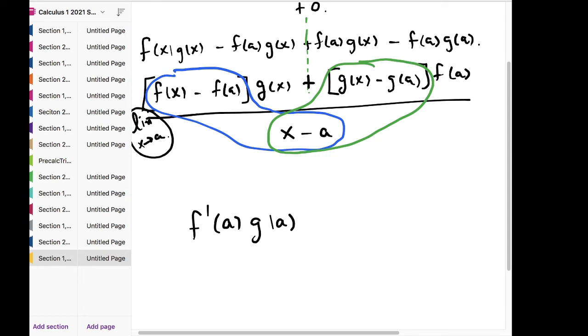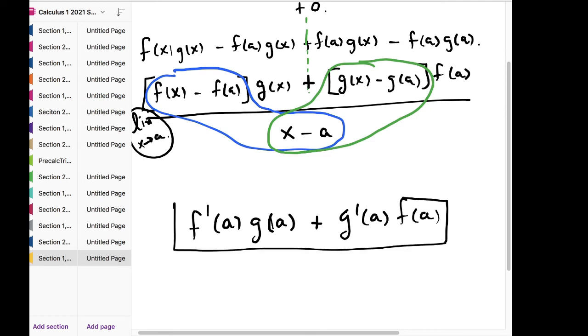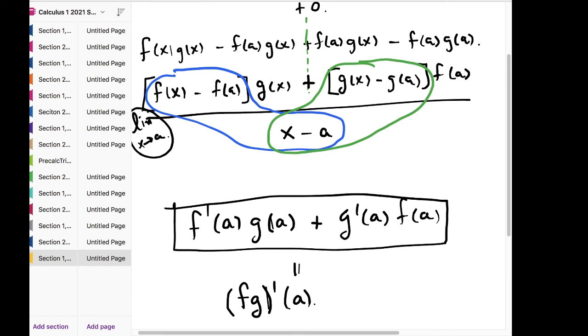So skipping the step, but you split up the fraction, right? And then you have g prime of a, and there's an f of a here. And that's it. So this is equal to fg prime of a. Okay, so any questions about that?